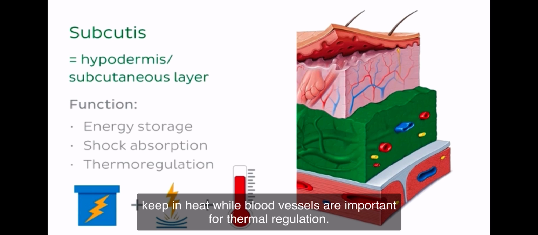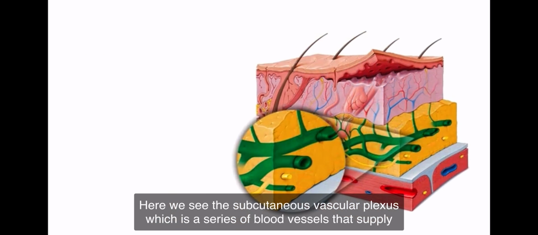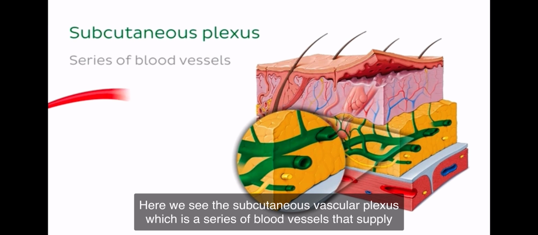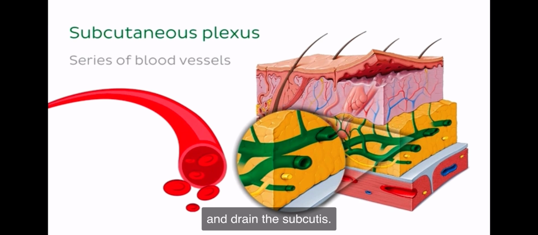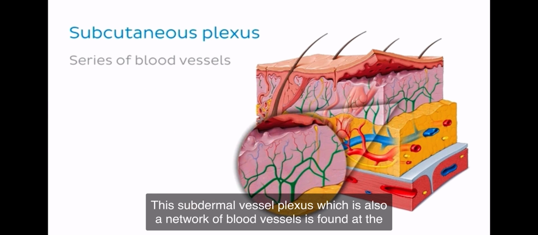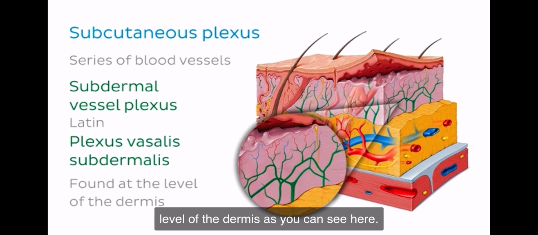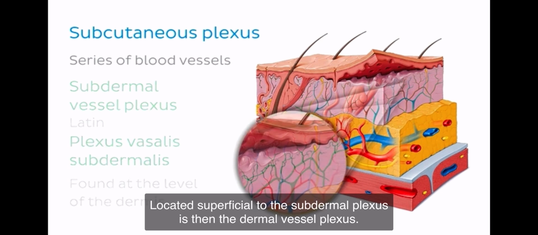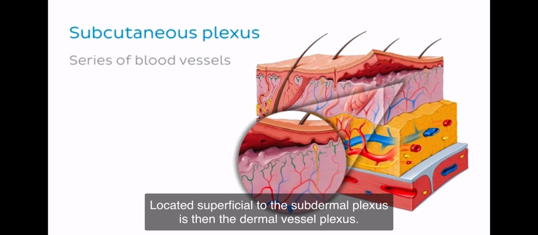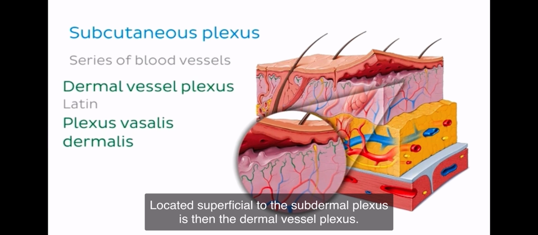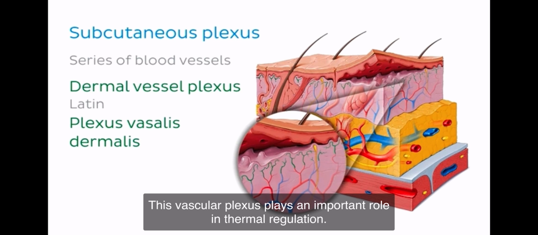important for thermoregulation. Here we see the subcutaneous vascular plexus, which is a series of blood vessels that supply and drain the subcutis. The subdermal vessel plexus, which is also a network of blood vessels, is found at the level of the dermis, as you can see here. Located superficial to the subdermal plexus is then the dermal vessel plexus. This vascular plexus plays an important role in thermoregulation.